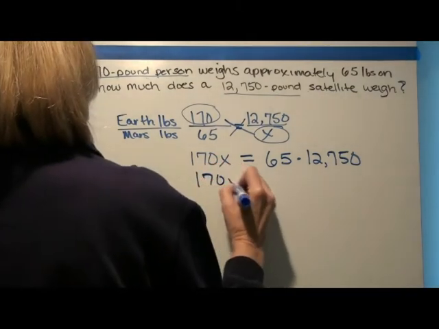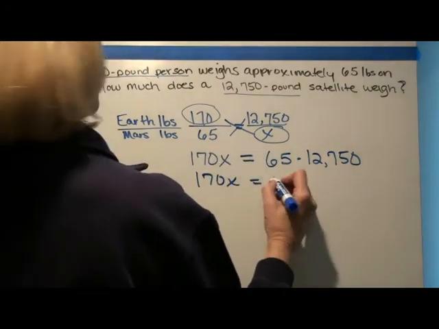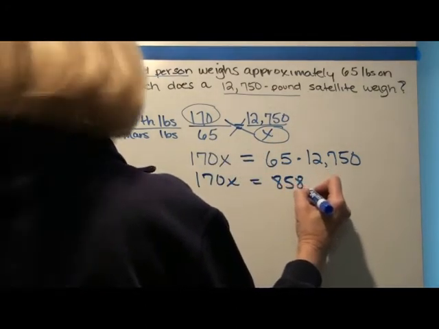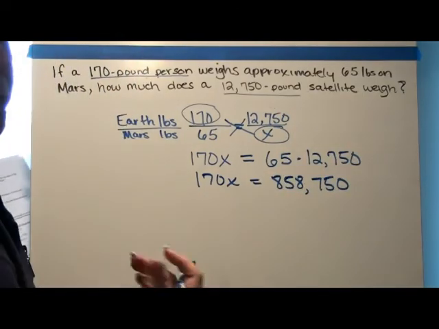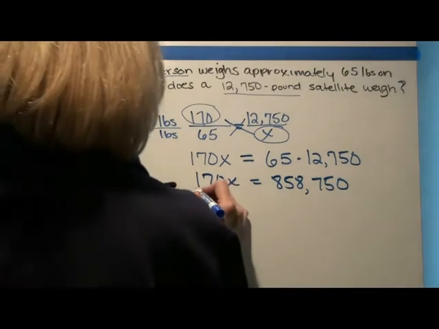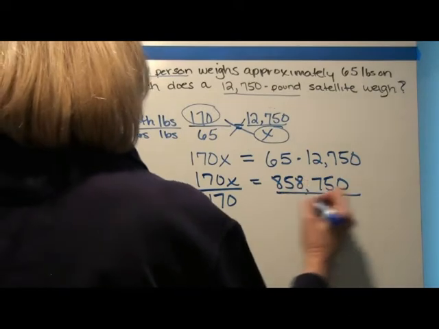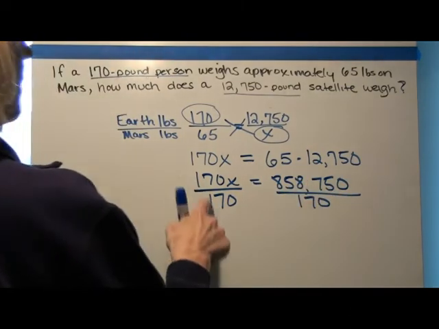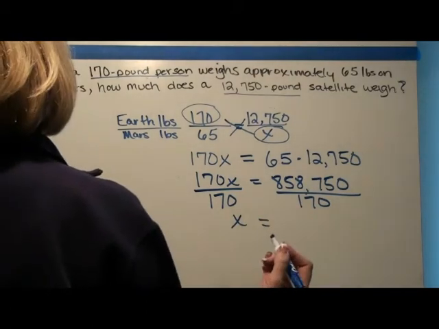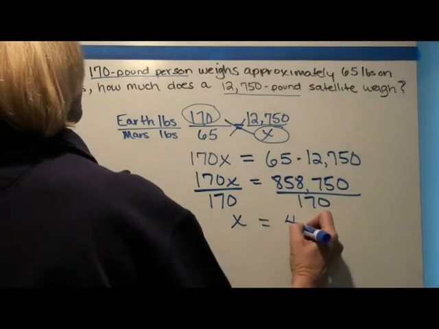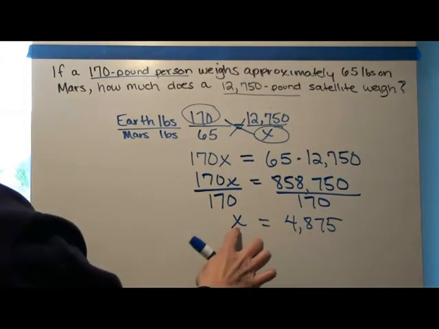Simplifying gives us 858,750 on the right side. And don't forget, you can use your calculators on these. It's just fine. You'll have a calculator on your test. Now we decide, okay, we need to divide by 170, so the x will be isolated completely, and we come up with 4,875. This is the solution for x.